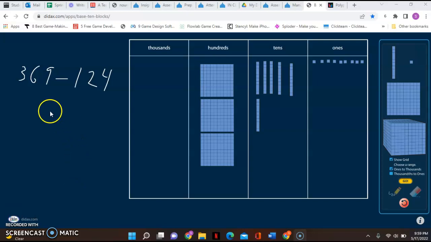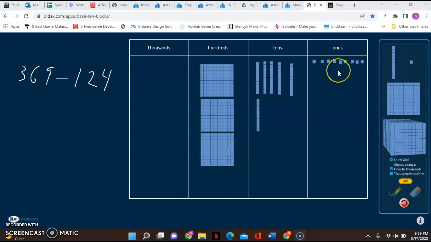Okay, so here we have the one link that was provided for us in the resources. So it was 369 minus 124. Here we have thousands, hundreds, tens, and ones places. And here we have the full value of 369.